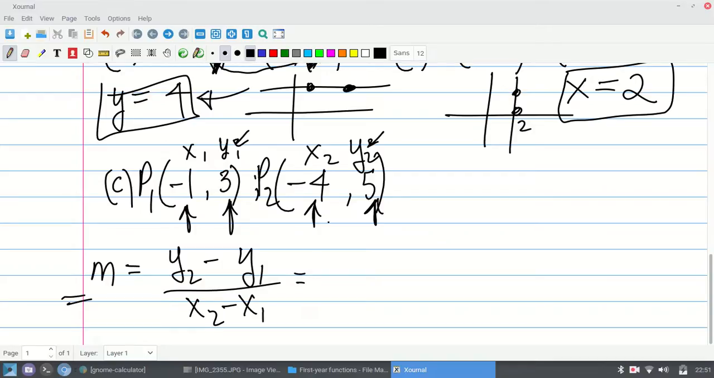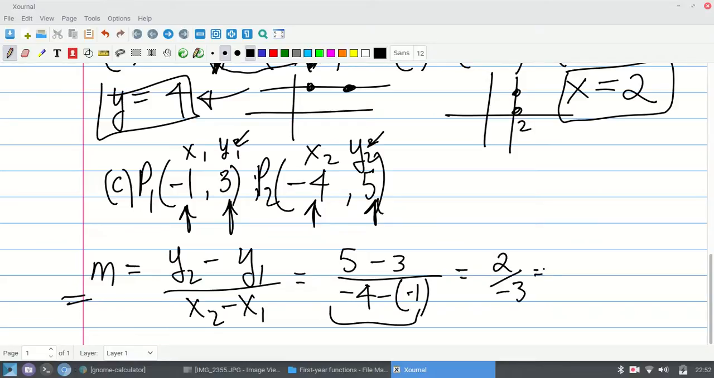So the slope will be 5 minus 3 over -4 minus -1. The bottom is -4 plus 1, that's -3. It's going to be 2 over -3, or -2 over 3. So that's what I get there.